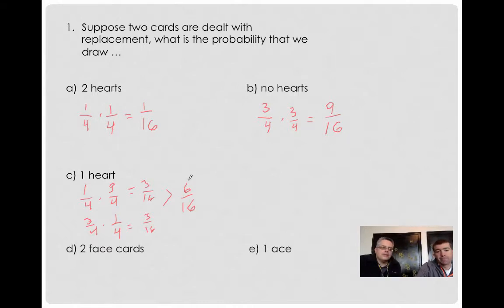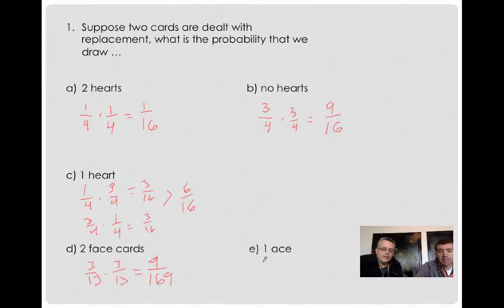All right, next one, 2 face cards. Probably the first one's a face card is 12 out of 52, 3 out of 13. And then the second one, 3 out of 13. The second card comes from an identical situation. So this would be 9/169.